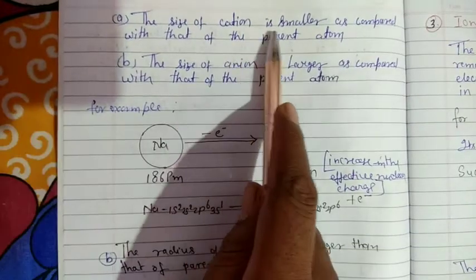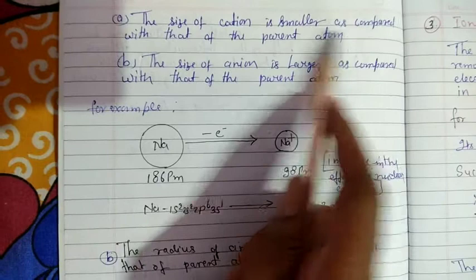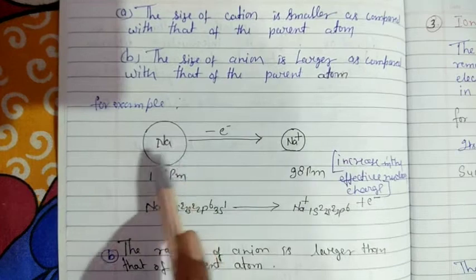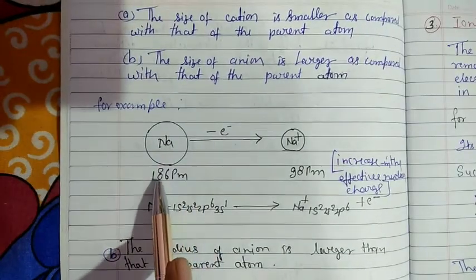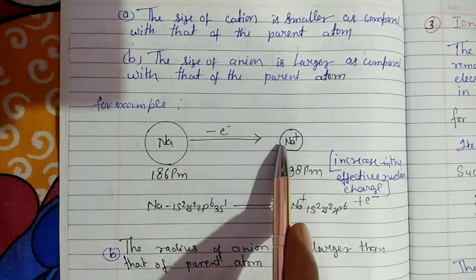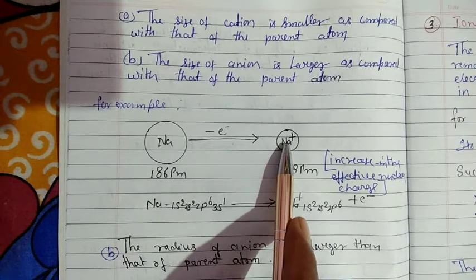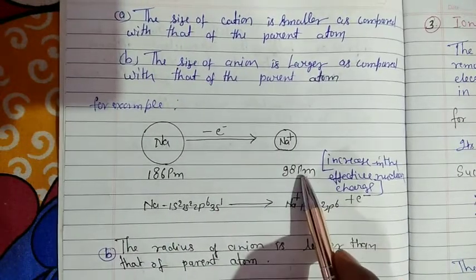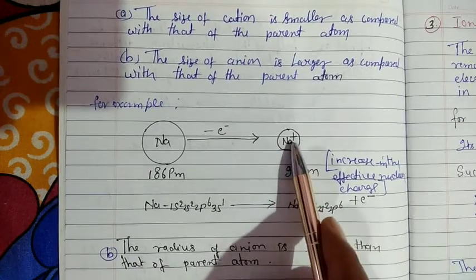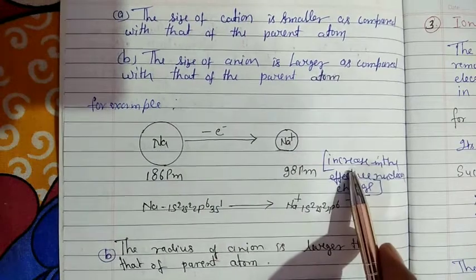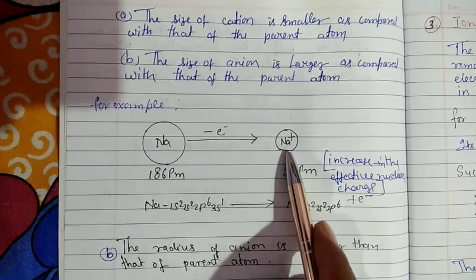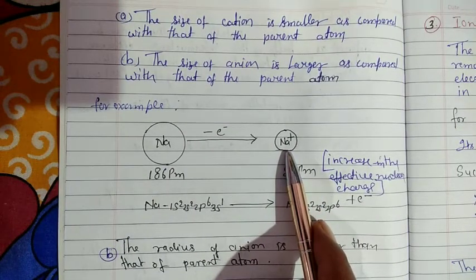the size of a cation is smaller as compared with that of the parent atom. For example, sodium is the parent atom. Its atomic radius is 186 picometers. If this atom loses one electron and carries one positive charge, its radius is 98 picometers. Okay, students, the size of the atom decreases. Why? Because of the increase in the effective nuclear charge, so the atom shrinks, its size decreases.